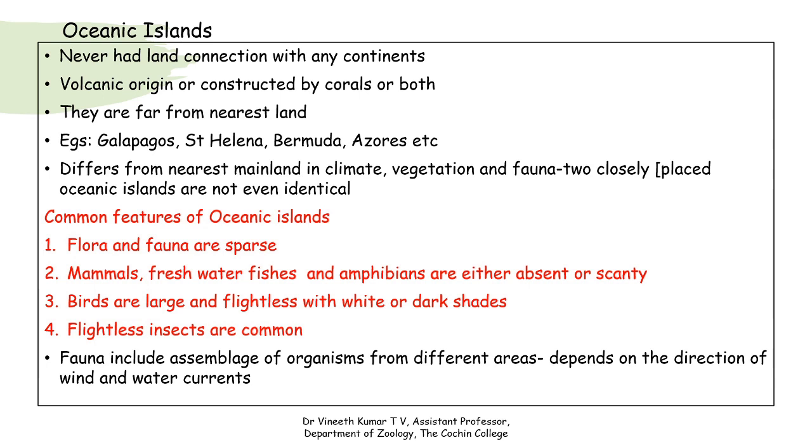The fauna that is represented will also be sparse. The mammals, the freshwater fishes, and amphibians are either absent or scanty. The birds are large and flightless, with white and dark shades. It might be white if it is a coral island, where they have light shades, and if they are on volcanic islands, they usually have a dark shade.